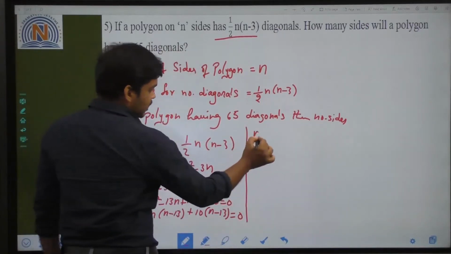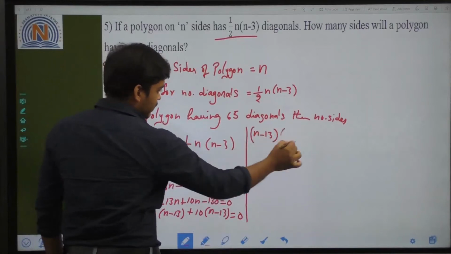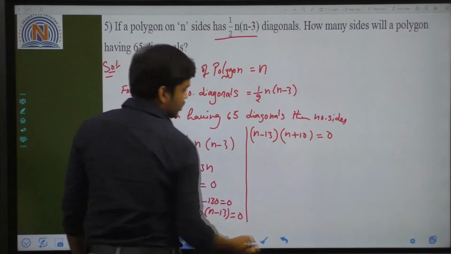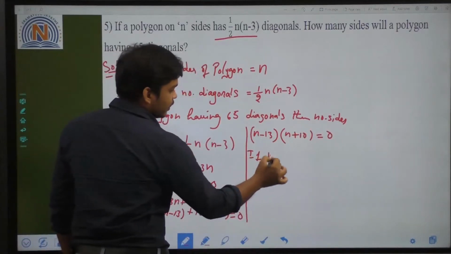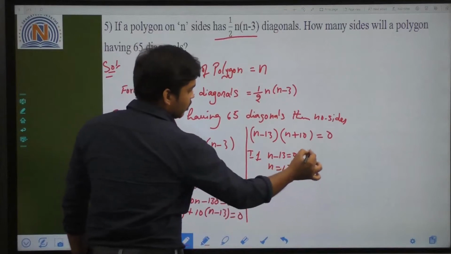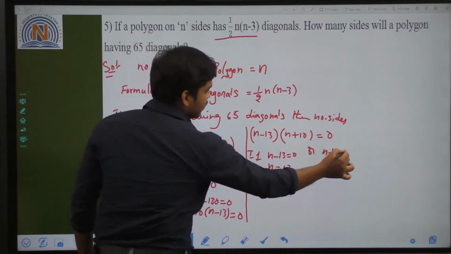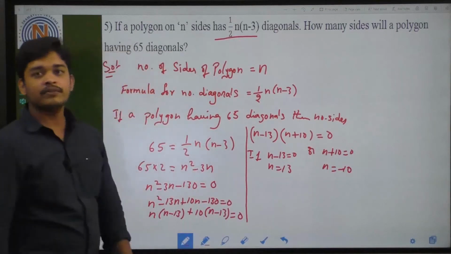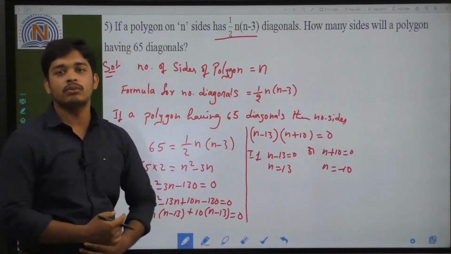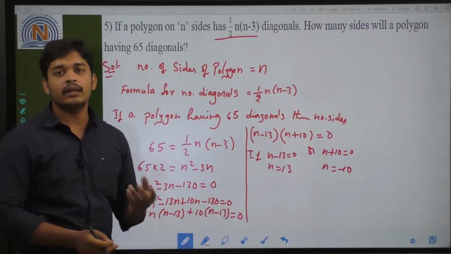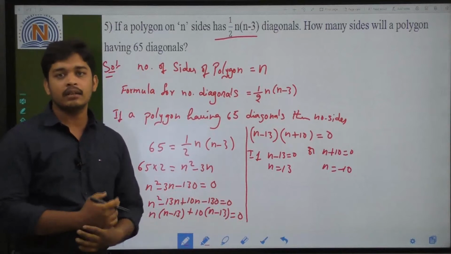So take n − 13 as common, then the remaining is n + 10 = 0. If n − 13 = 0, n = 13, or n + 10 = 0, so n = −10. The number of sides is always positive. We should not take negative values. Why? It is a physical quantity. A physical quantity can never be a negative value.